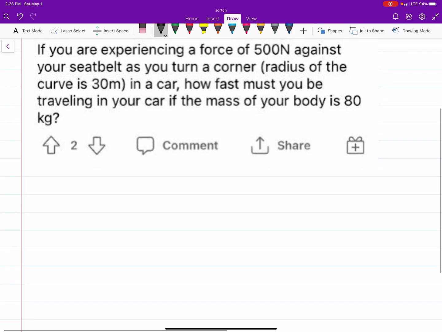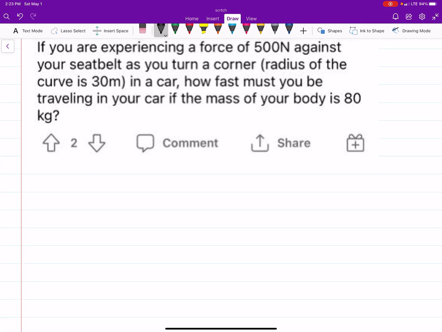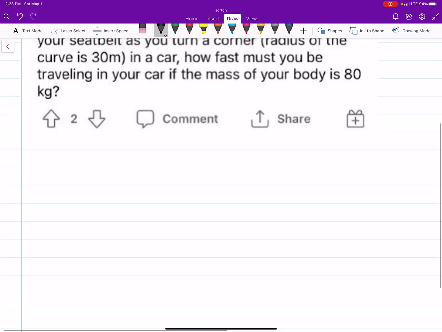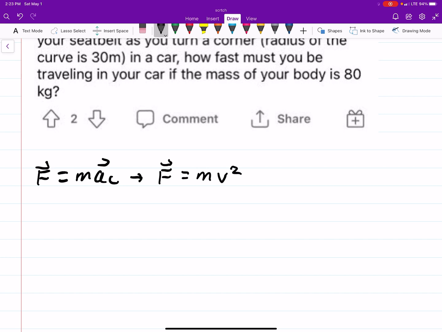So we're going to use Newton's second law, but it mentions that we're rounding a curve, right? Or we're turning a curve. So we can say that our force is equal to m, our centripetal acceleration, which is mv squared over r. Now the question is asking how fast. That means velocity. So let's solve for velocity.